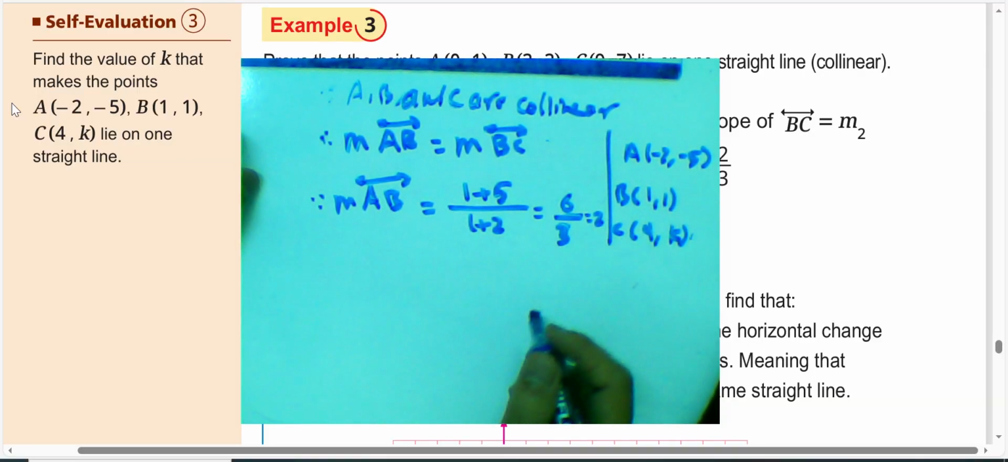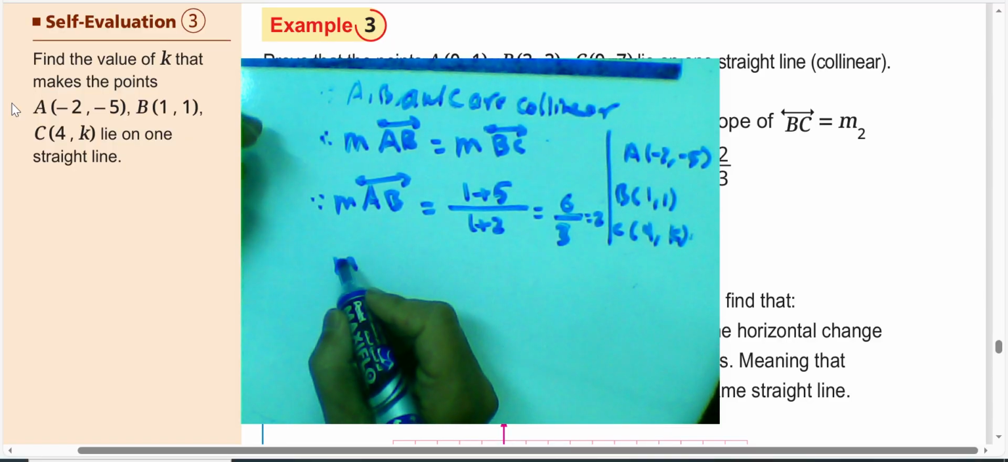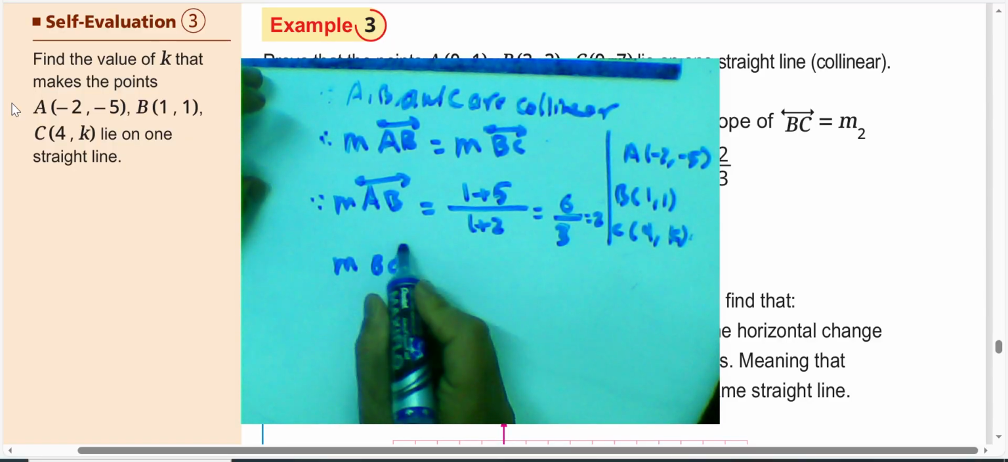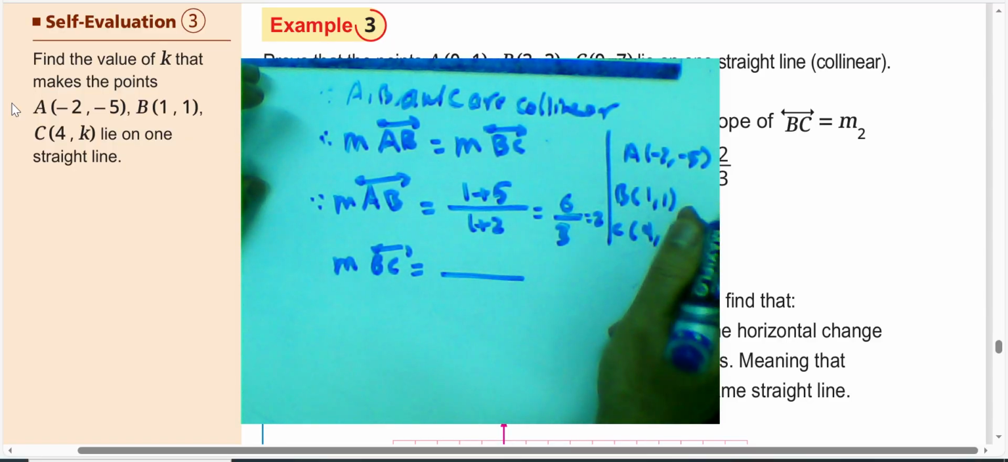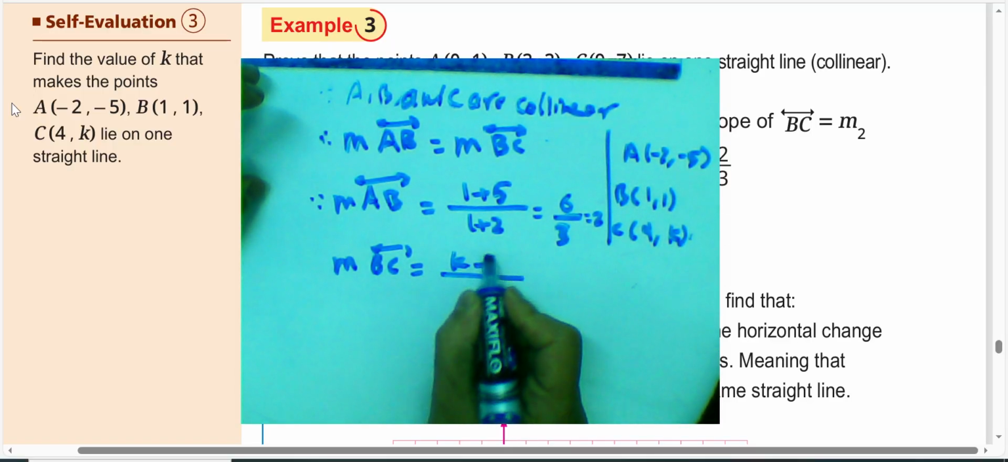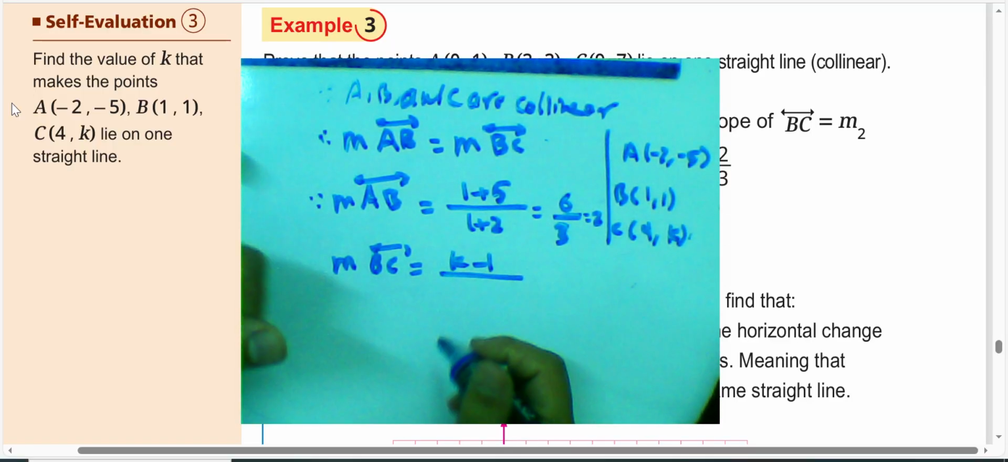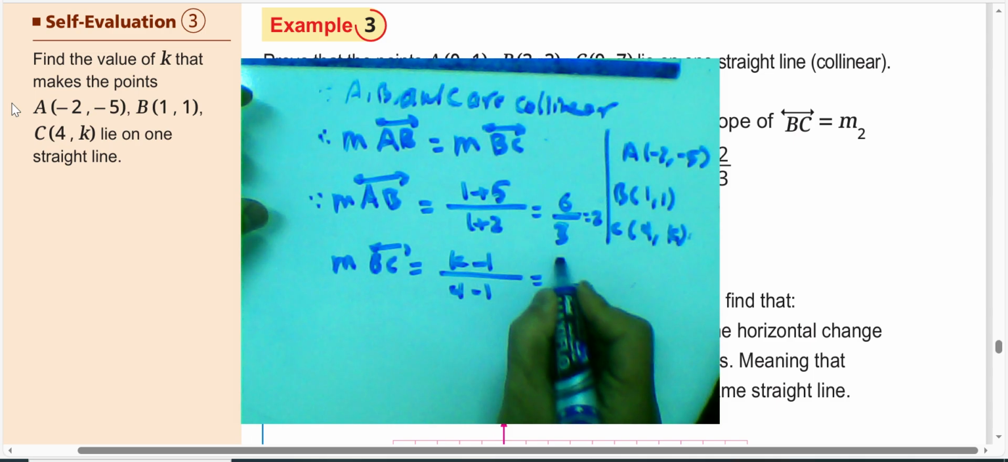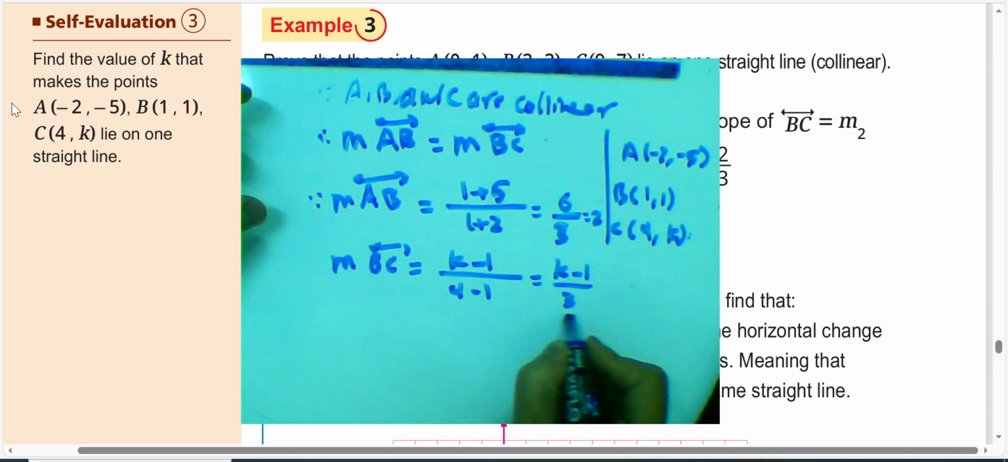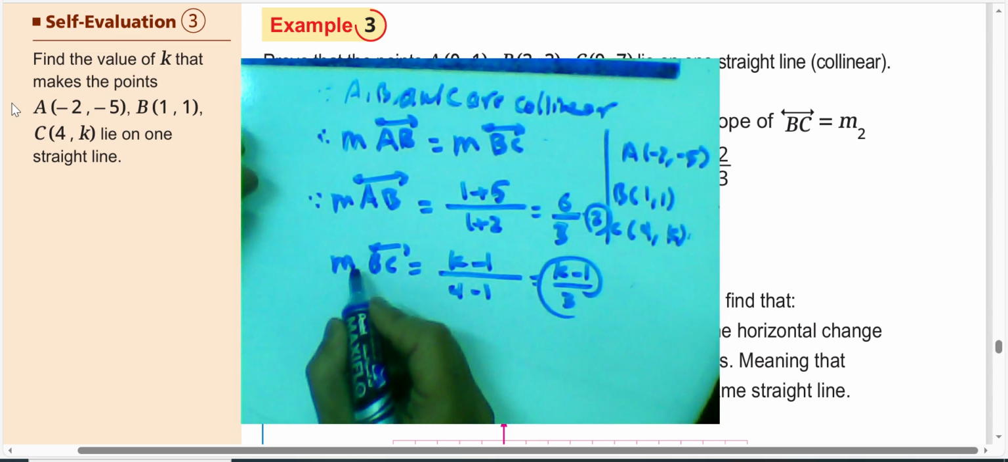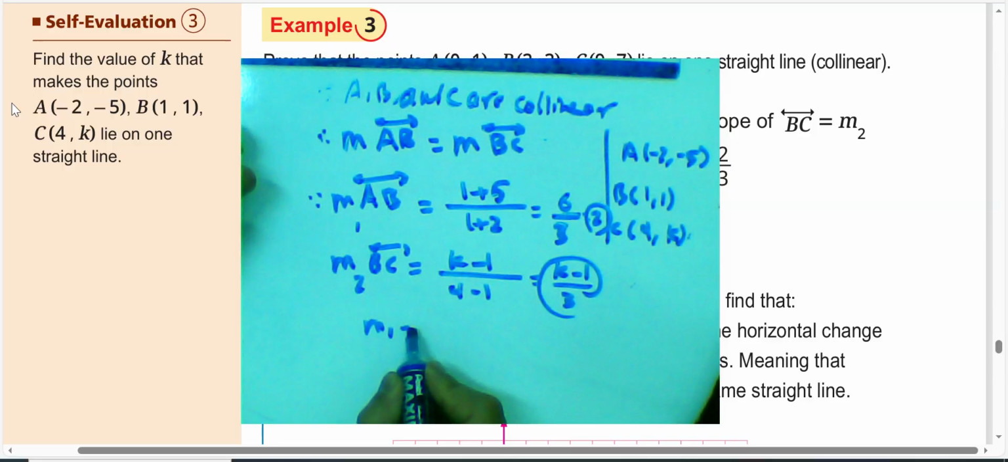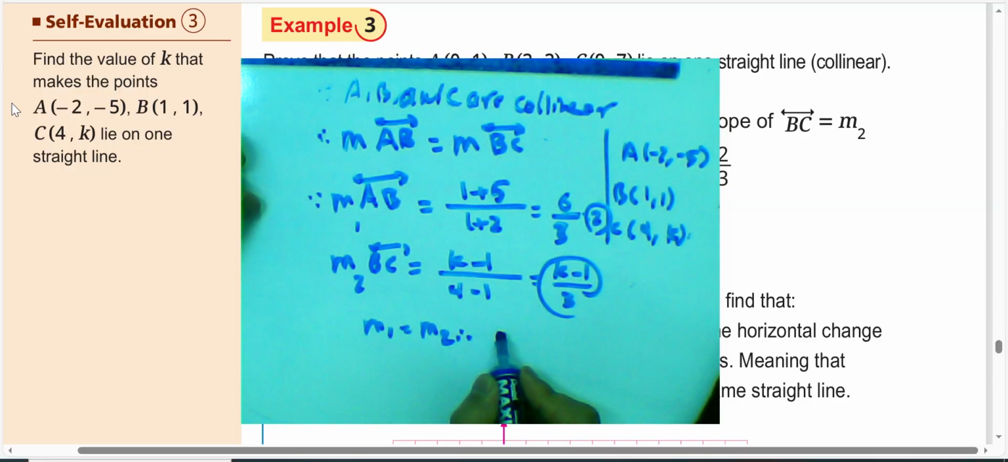The slope of AB will be equal to 2, and the slope of BC, for B and C, we can write k minus 1 over 4 minus 1. K minus 1 over 3. The two slopes will be equivalent. Slope 1 equals slope 2. Then 6 over 3 equals 2, so 2 over 1 equals k minus 1 over 3.